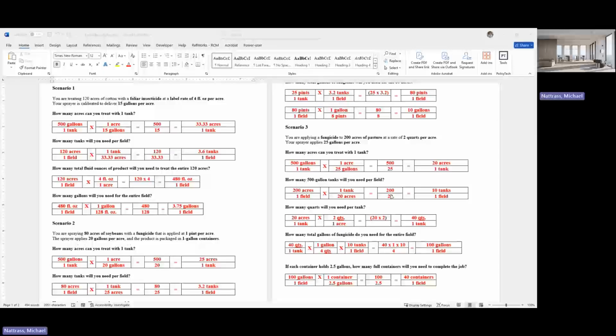Now, how many tanks will we need per field? We know we have 200 acres. 1 tank can cover 20 acres. So 200 divided by 20 is 10 tanks per field. We know that we're going to have to go back and forth and fill up 10 times.